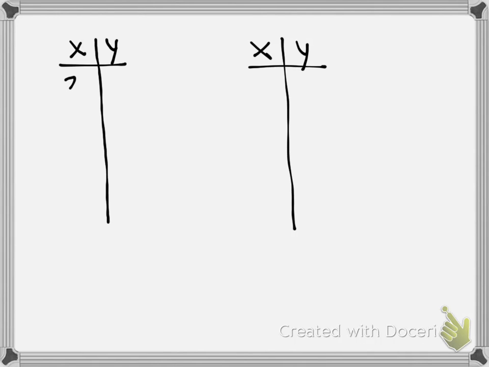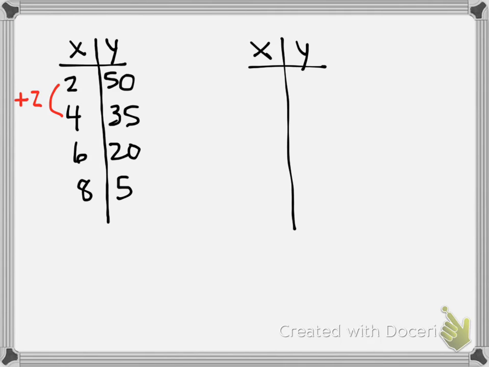So in the first one, we've got 2 and 50, 4 and 35, 6 and 20, 8 and 5. What I want to do is look at each of my x's and each of my y's and see if I'm seeing something that's constantly happening. So if we look at the x's, what do I do to get from 2 to 4? Add 2. What about from 4 to 6? Add 2. What about from 6 to 8? Okay. So that growth was constant, just like in the example with the football, where time was constant. It was every half a second.